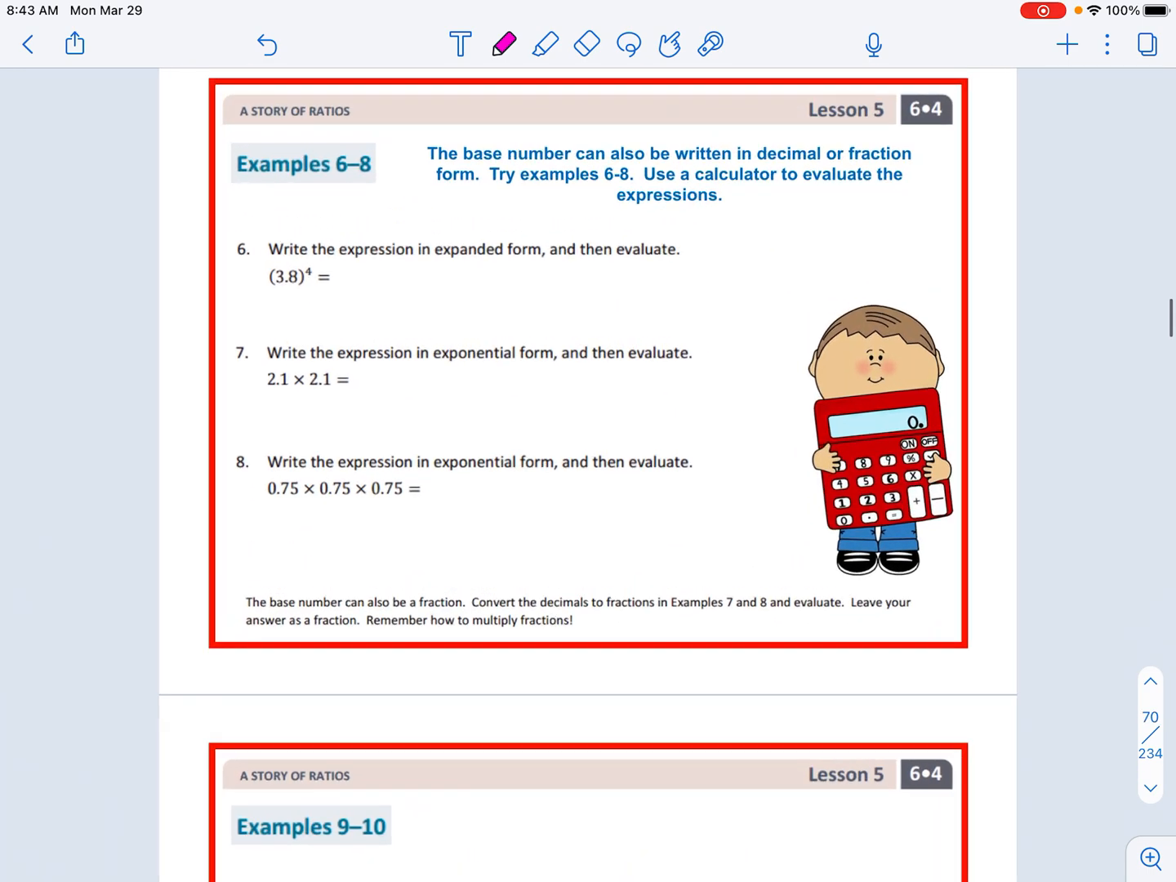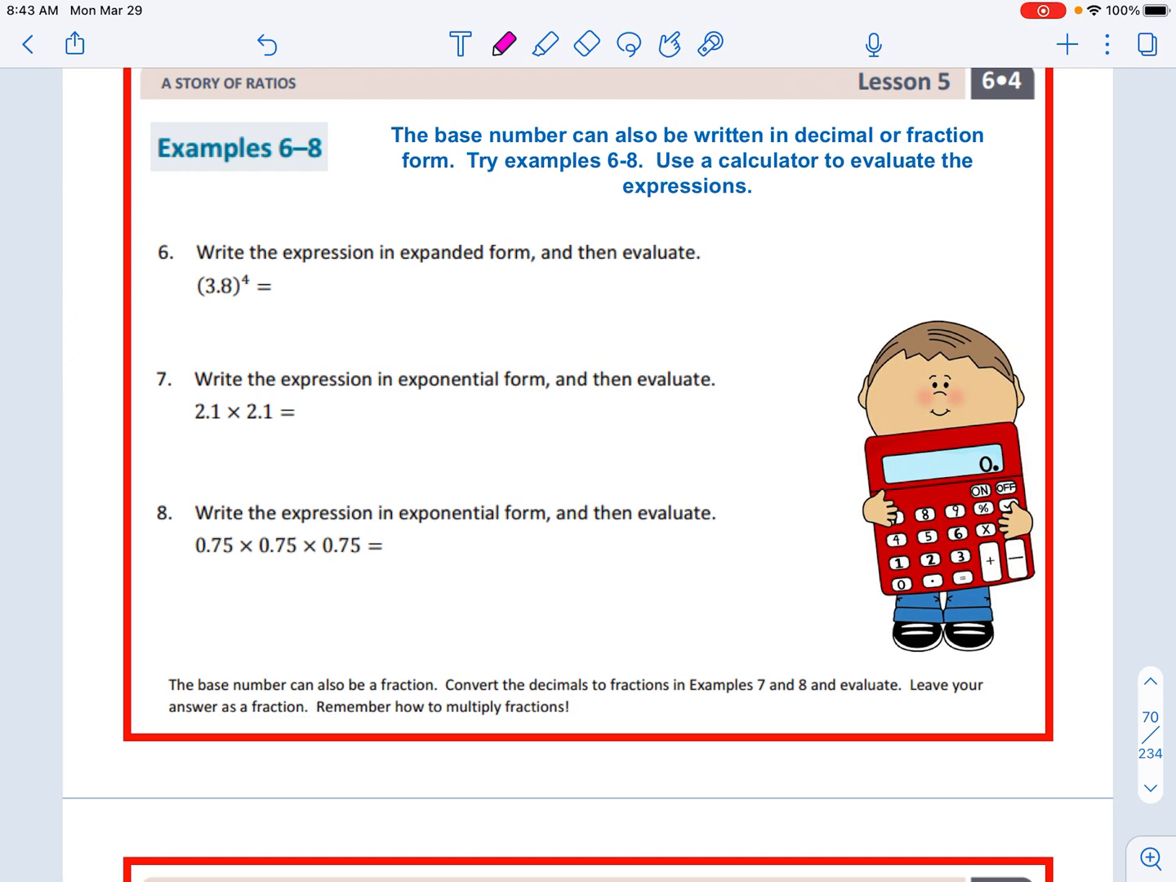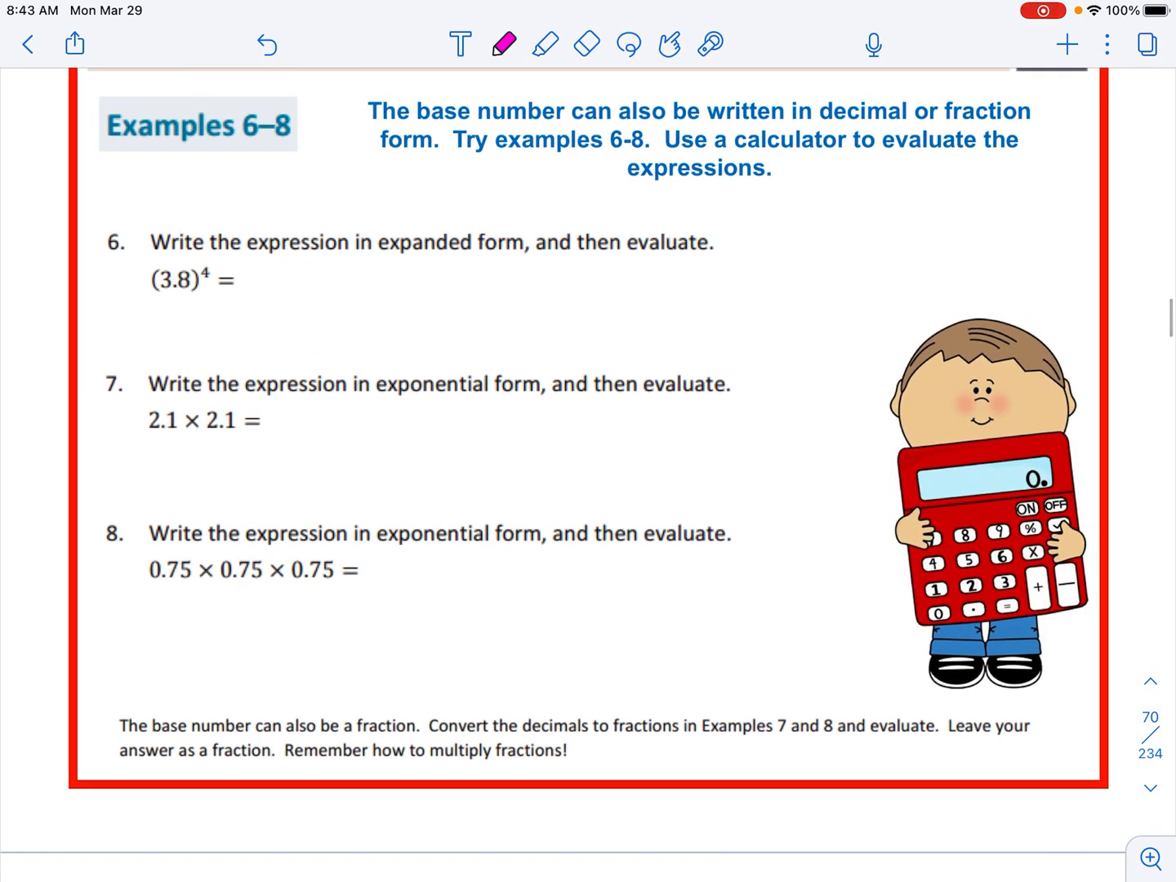We're going to skip example 6 through 8 because they want us to use a calculator. So we're not going to do that. Okay, but we are going to write them in expanded form. We aren't going to solve because it's going to take us really long. So it says write the expression in expanded form. We are not going to evaluate. So 3.8 to the fourth power. This is going to be 3.8 times 3.8 times 3.8 times 3.8. Okay, and with the calculator, we can easily solve this. We could also solve this on paper. It would just take us a pretty long time.